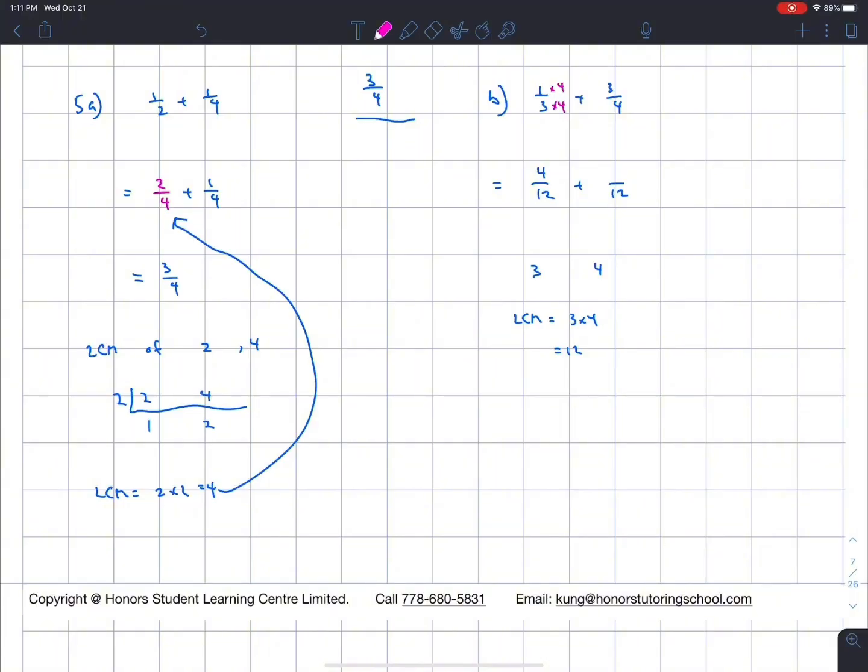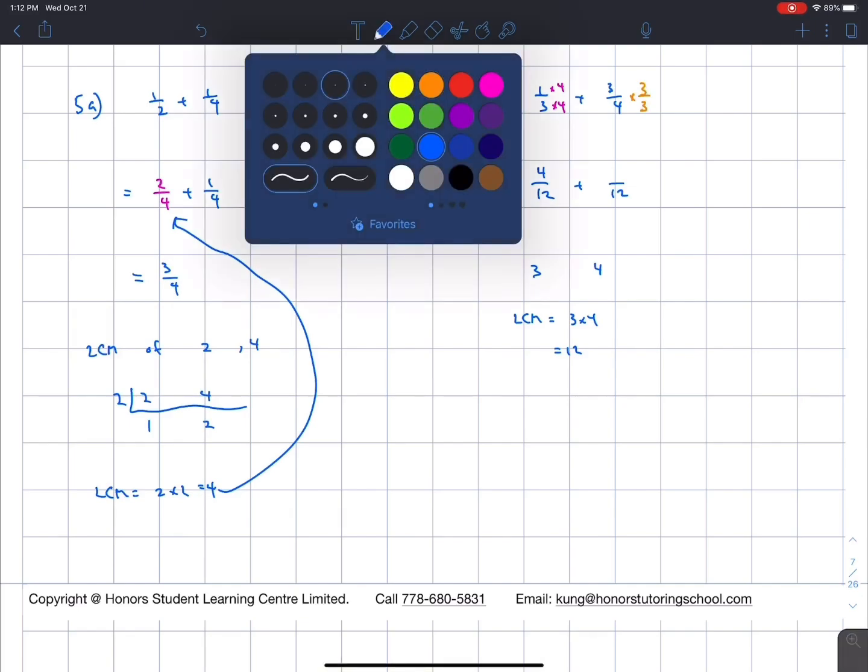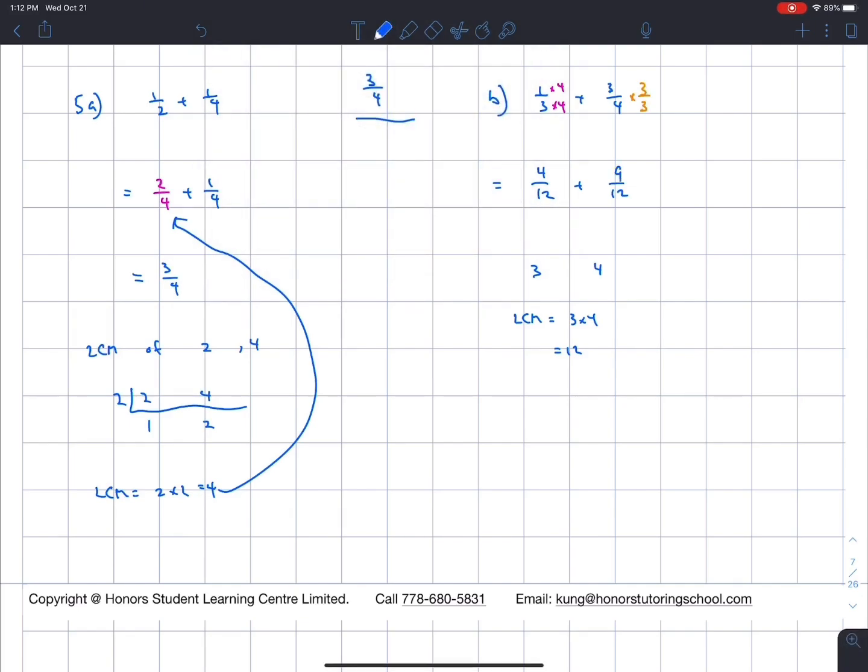Times both the numerator and denominator by 4 to make it 12. And for the other one, you can times both the numerator and denominator by 3 to make the denominator equal to 12. So 4 plus 9 is 13, and 13 over 12 is 1 and 1 over 12.